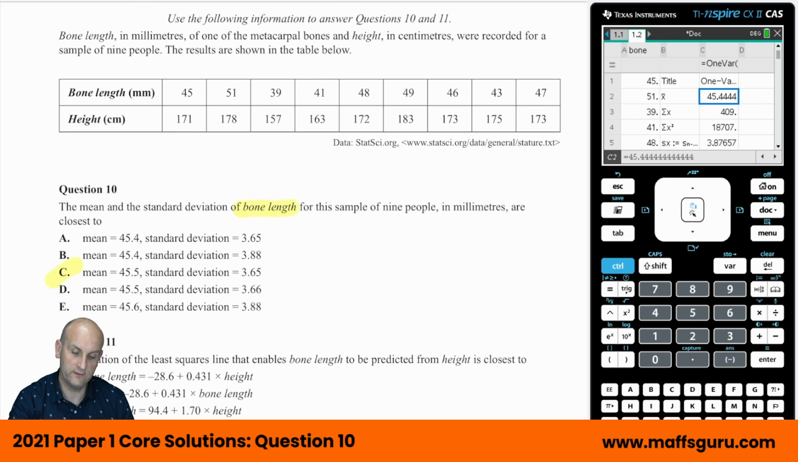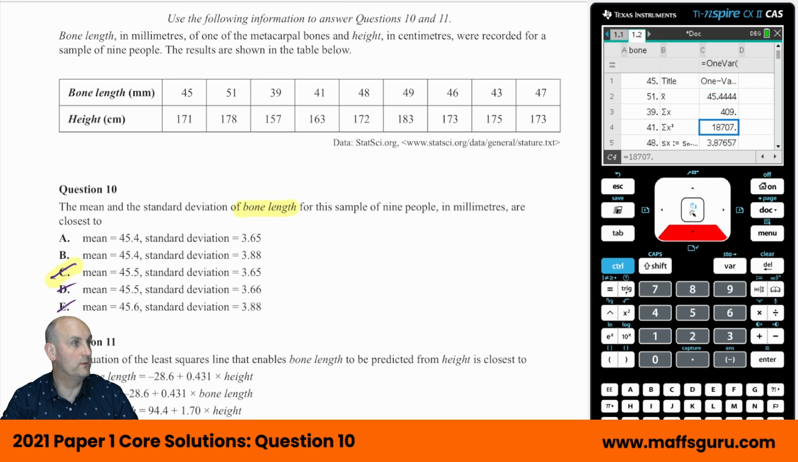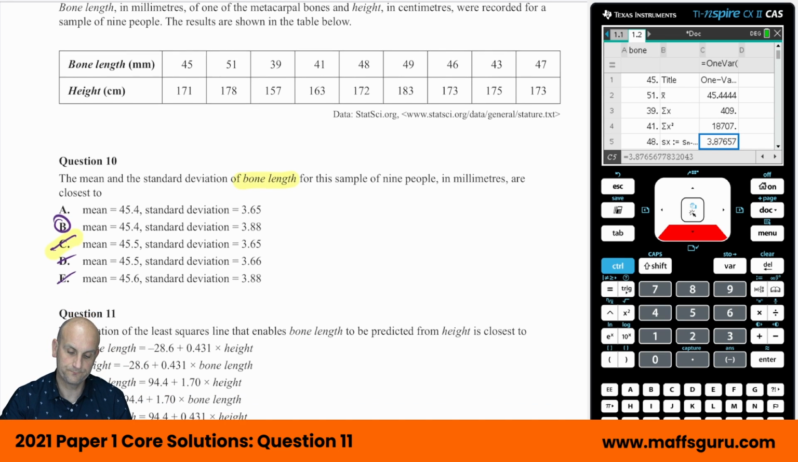That's no, no, and no. All right, 45.4. And then my standard deviation, well, we want this SX one, which is 3.88. So B there would be my correct answer. Again, bang that in the calculator, off you go.